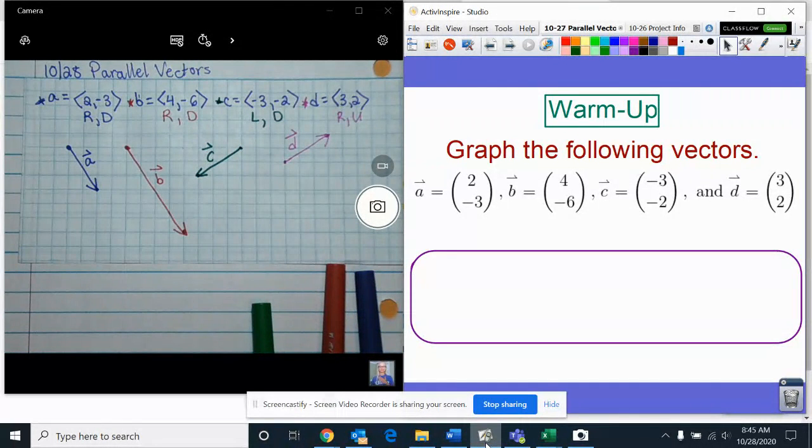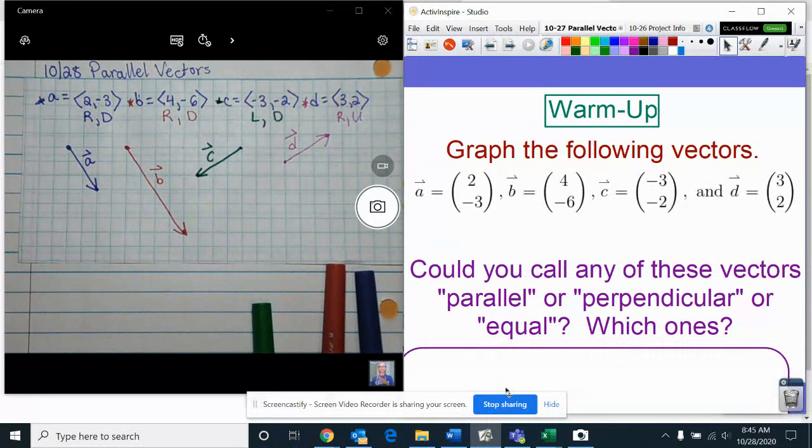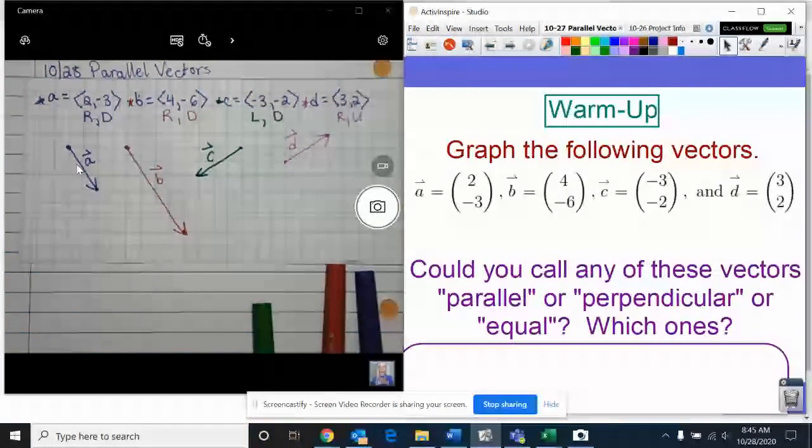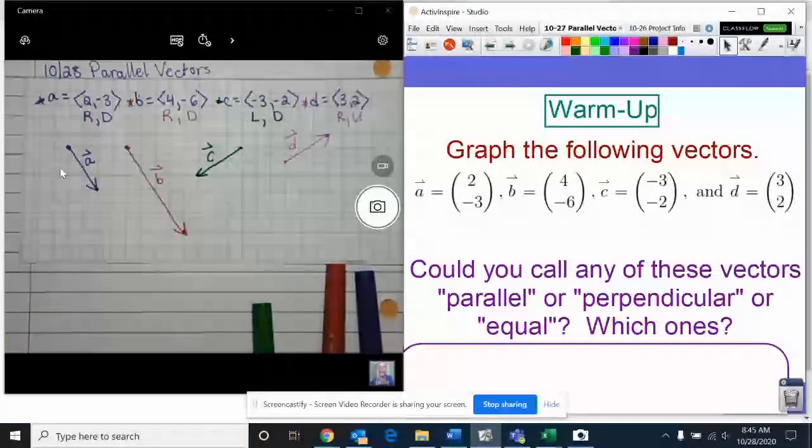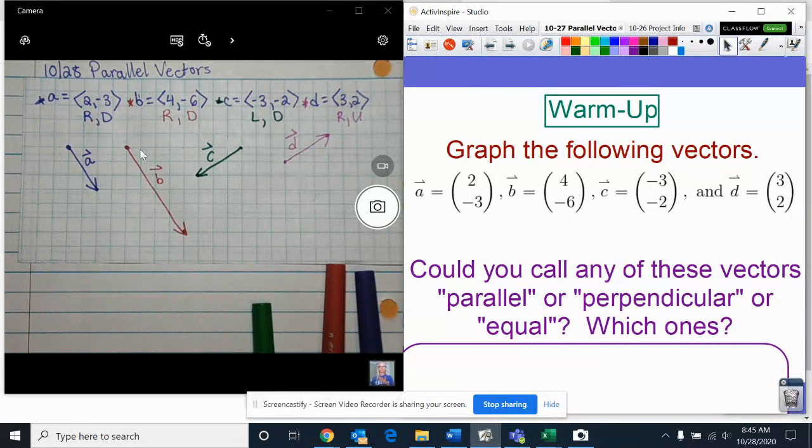So now looking at those four vectors, ask yourself these questions. Are any of these vectors parallel? Are they perpendicular or equal? Which ones? I will tell you there are no equal vectors. Although C and A and D look about the same size, they're not in the same directions. So equal vectors have to be the same size and same direction. So there are no equal vectors in this image.